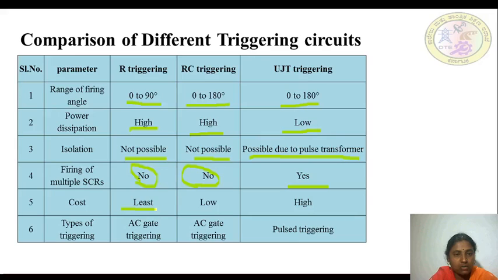Coming to the cost of the circuit, the R triggering and RC triggering circuit cost is very low compared to UJT triggering, where the cost is slightly more. The last one is the type of triggering. R and RC triggering are AC gate type of triggering, but UJT triggering is a pulsed triggering method.